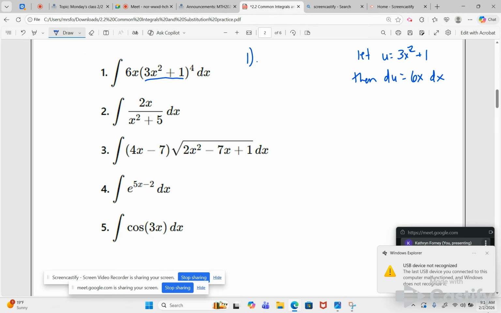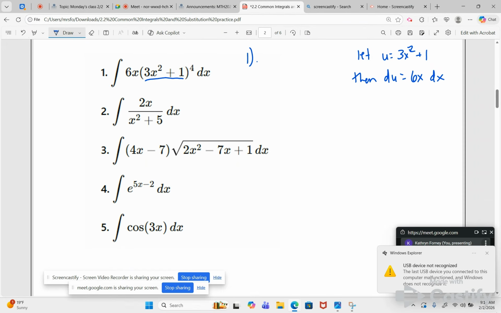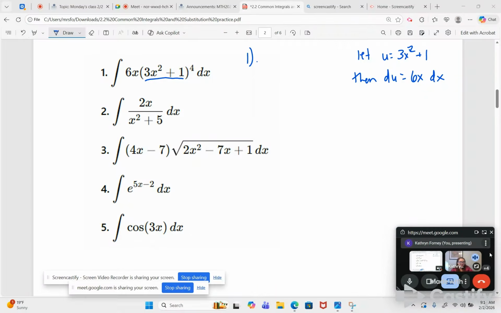Oh my goodness. This is not the time for technology to fail me. All right, so this would be the integral of, that looks really bad.